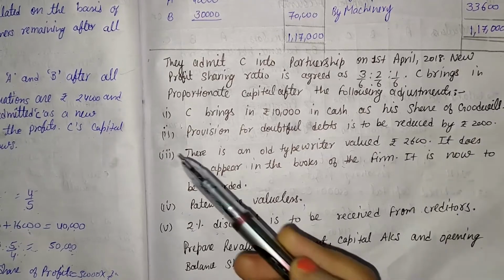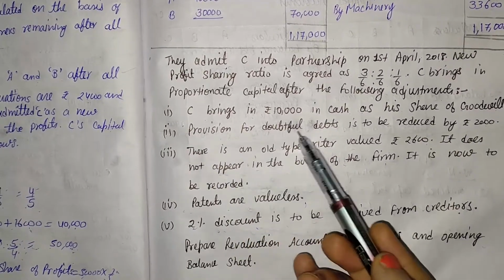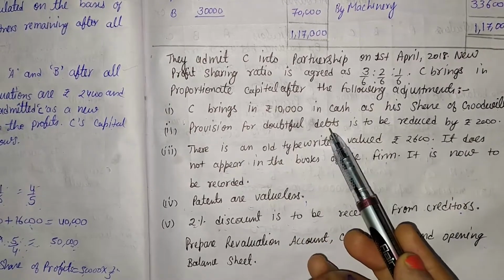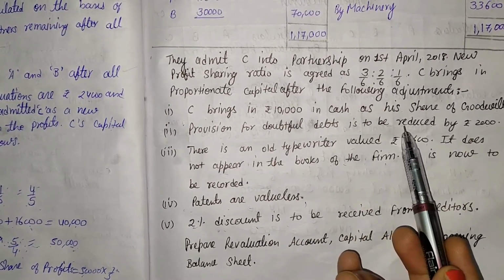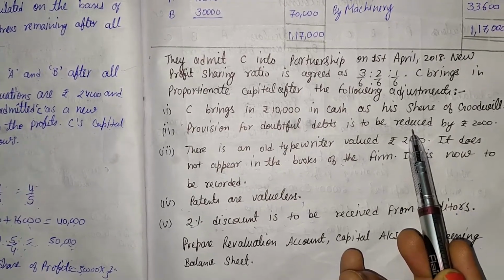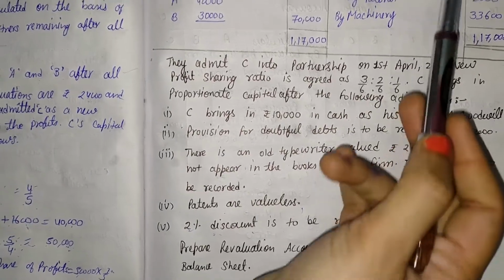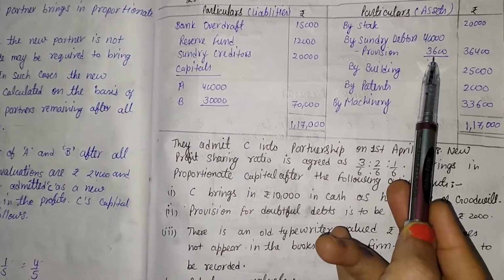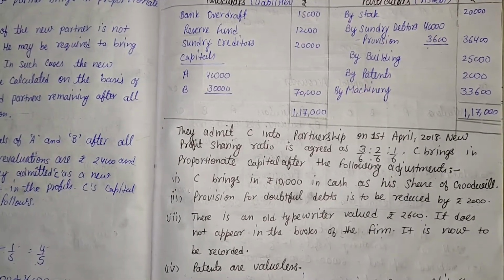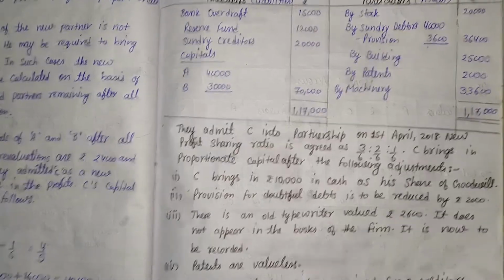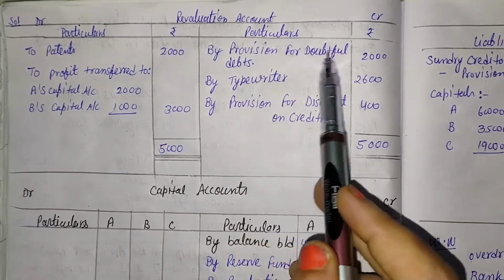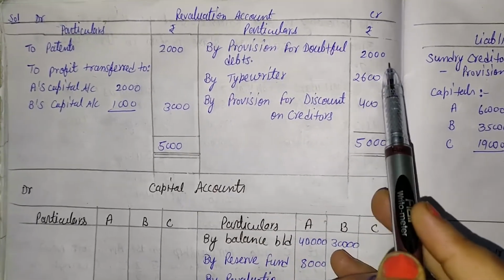Now come to the second point. Provision for doubtful debt is to be reduced. Provision for doubtful debt is a liability, and when a liability is reduced, it means the liability decreases. That comes on the credit side of the revaluation account. Before this, the provision is rupees 3,600. Now the provision is reduced by rupees 2,000, so we will mention only 2,000. Here it is, by provision for doubtful debt, rupees 2,000.